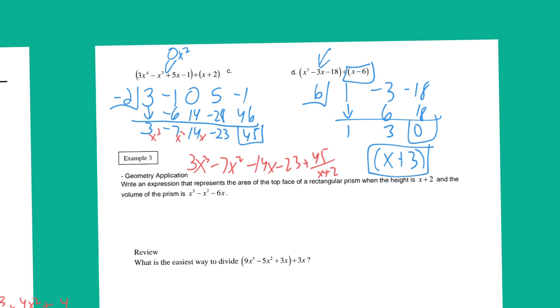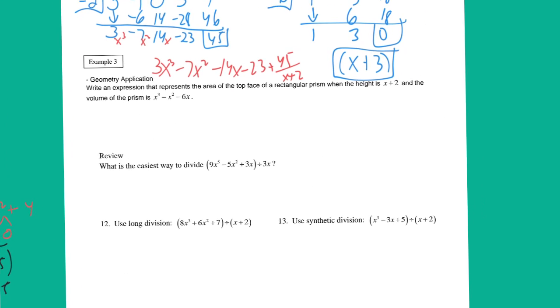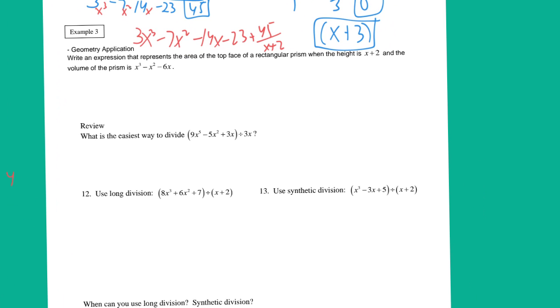Okay, geometry. We're never going to really leave geometry completely, but to find the volume of a rectangular prism, you do length times width times height. And so if the volume is equal to that trinomial here, the question is, if we know the height is x plus 2, what would be the length and the width of the base? Okay, and so let's talk about that. How would you figure it out? If you do length times width times height, you're going to get this answer.